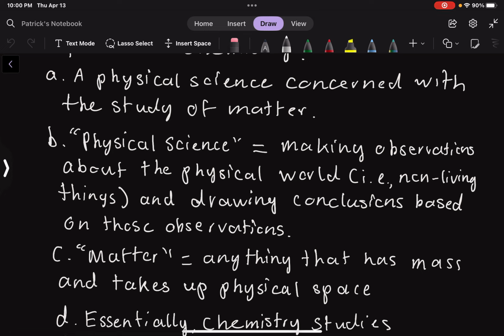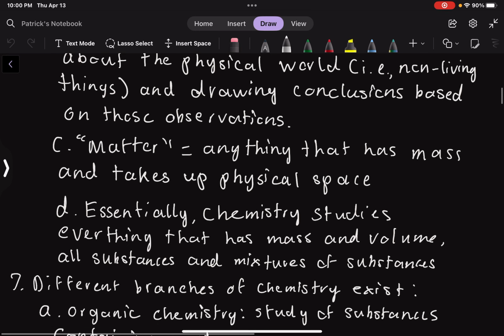First, we need to define physical science, which is making observations about the physical world, which in other words means all non-living things, and drawing conclusions based on these observations. Matter, on the other hand, is anything that has mass and takes up physical space. By combining these two definitions, we find that chemistry is essentially the study of everything that has mass and volume, which entails all substances and all mixtures of substances that can be found in the known universe.